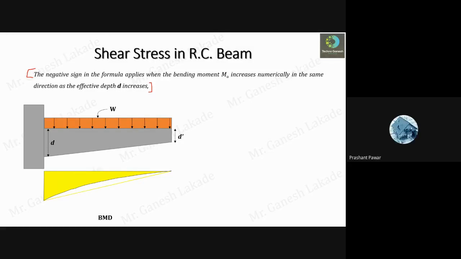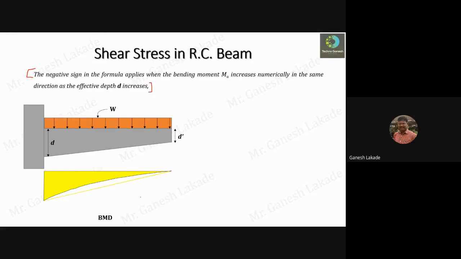नेगेटिव्ह साइन वापर. नेगेटिव्ह साइन. अजून सगळं विचार करा. का बरं निगेटिव्ह, तर का आणखी जस्टिफाई युअर आन्सर. बेंडिंग मोमेंट इन्क्रीज होते जसं जसं डेप्थ इन्क्रीज होते.